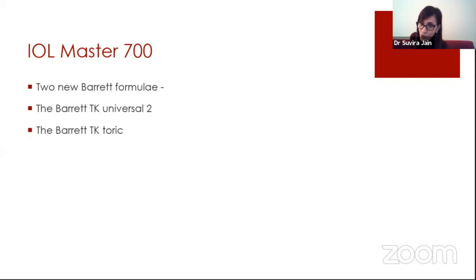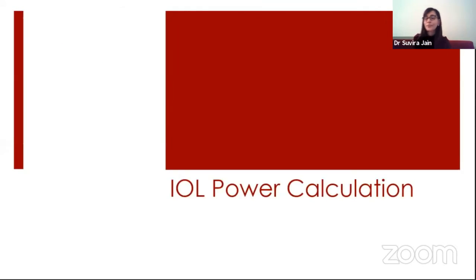And if you were to move to the IOL Master 700, we don't use the typical Barrett Universal 2, but we use the TK Universal 2 and the TK Toric formula.